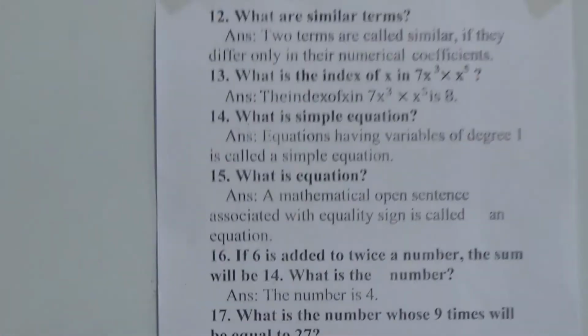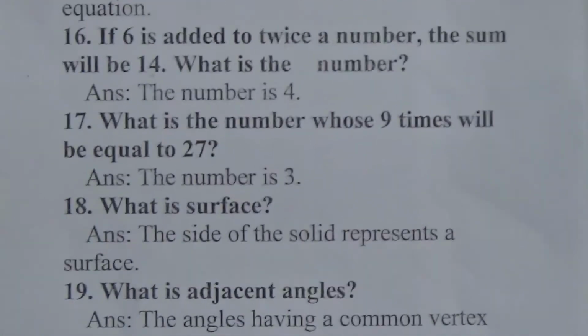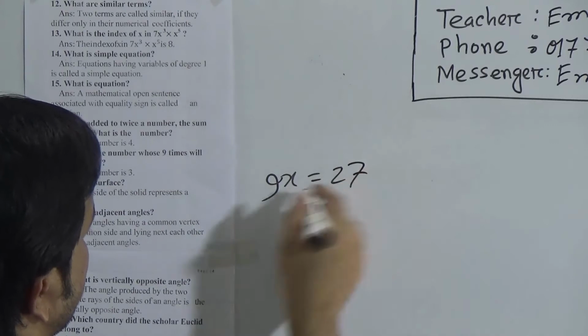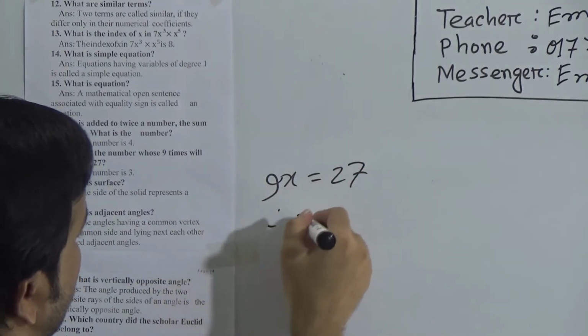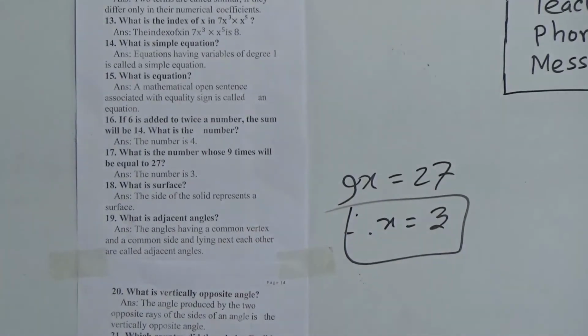Now question 17, what is the number whose 9 times will be equal to 27? Suppose the number is x, 9 times of x will be 27. So if we divide by 9, we will get x equal to 3. So the number is 3.